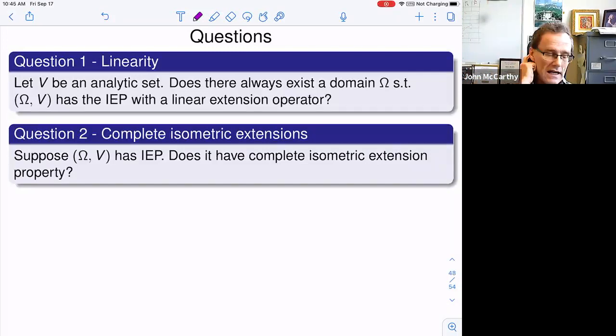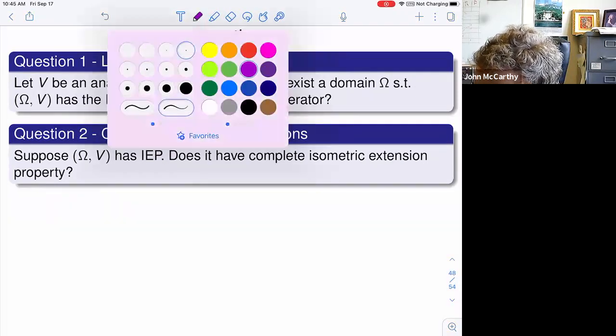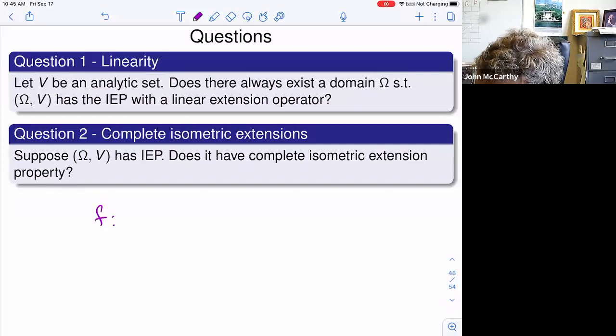Second question I want to ask is about complete isometric extensions. A complete isometric extension property is the same thing as the isometric extension property, except now you look at matrix valued functions. So I start with F, the original thing, from V to the n by n matrices.